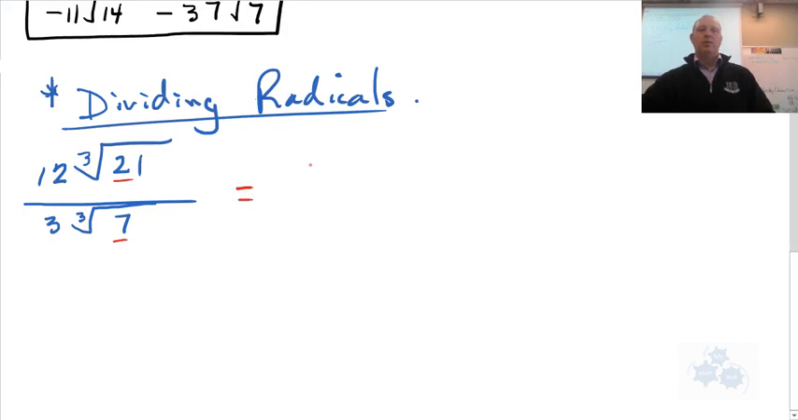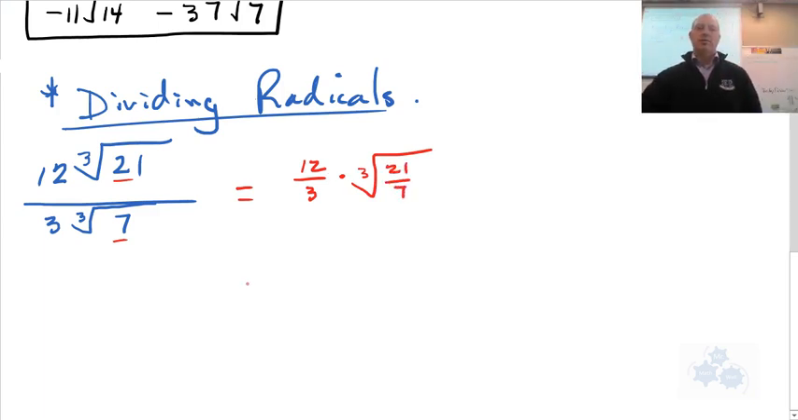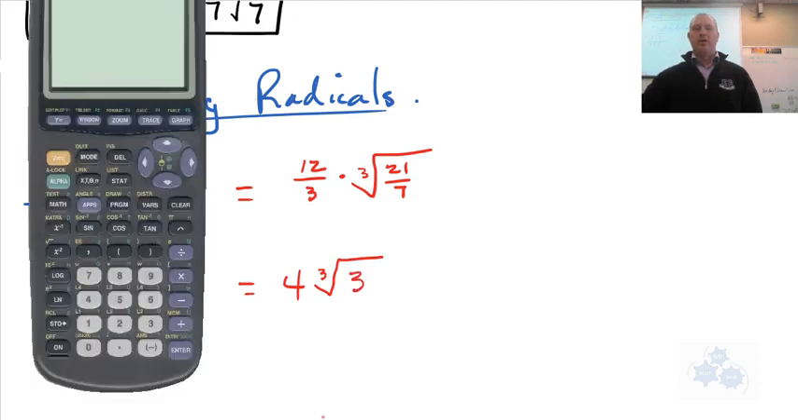So this is equal to 12 divided by 3 times the cube root of 21 divided by 7. I'll write it like this so you can kind of see. So you just divide those parts. And if you can combine them, simplify them, that's great. So this is 4 times the cube root of what? 3. Okay, 4 times the cube root of 3.